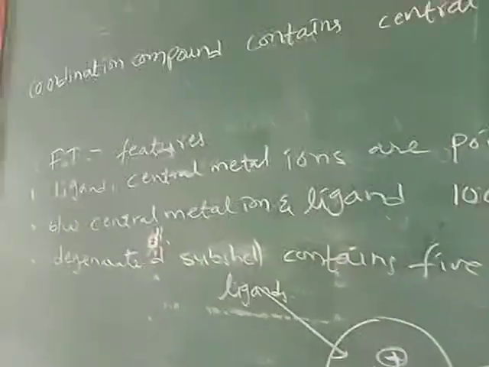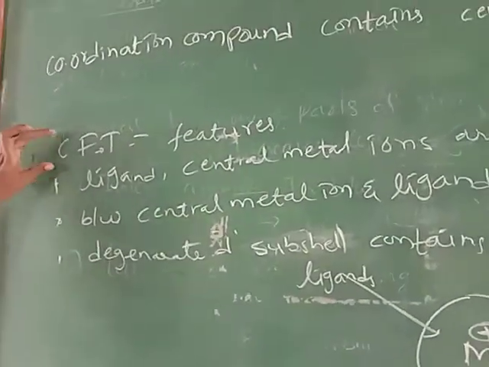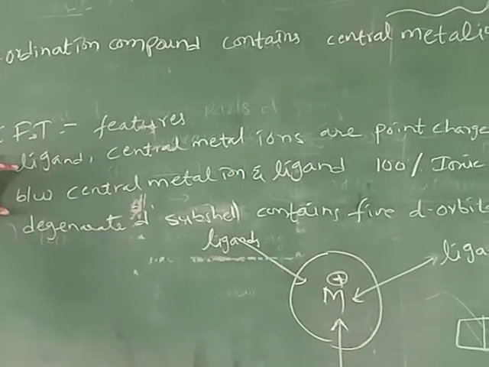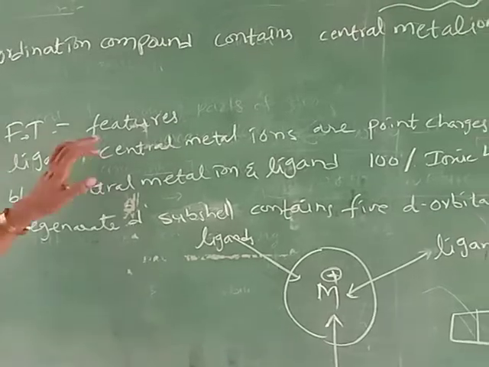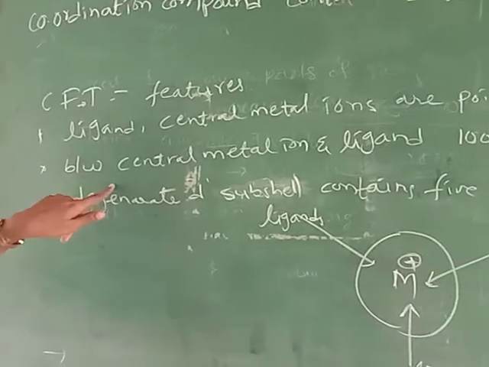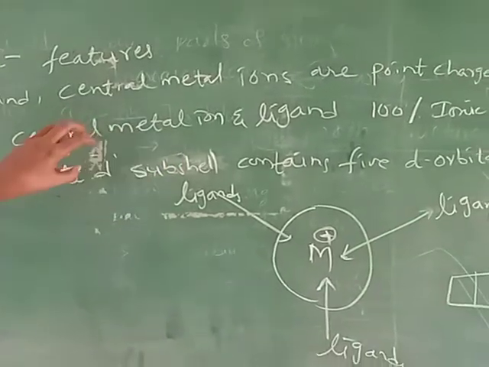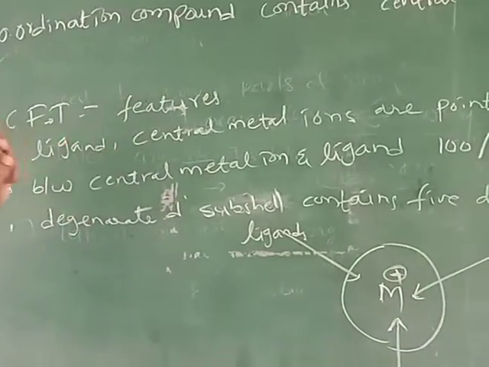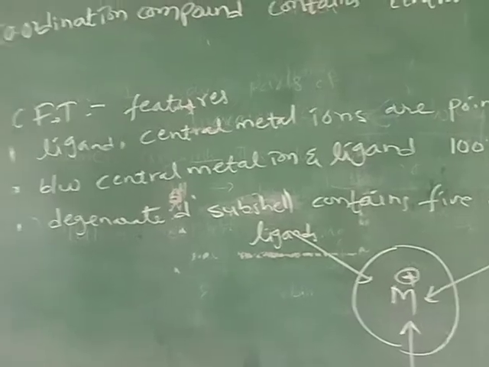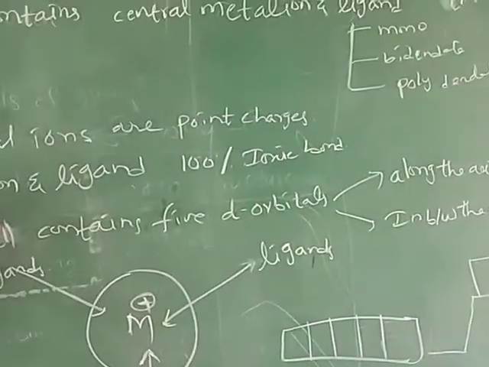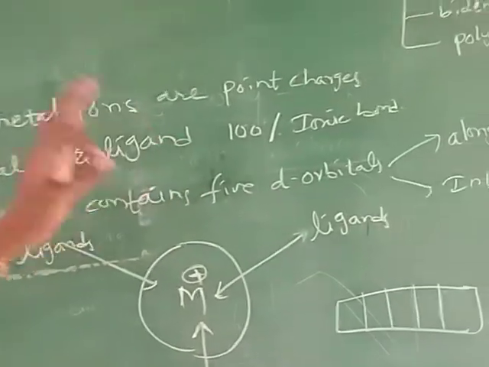Now see, according to crystal field theory. In this chapter we are mainly discussing crystal field theory. So what are the features of crystal field theory? According to crystal field theory, the central metal ion and ligands are point charges because they have charge. Between the central metal ion and ligand, the 100% ionic bond is present, meaning there is an electrostatic force of attraction. So it is not a covalent bond, it is a 100% ionic bond.